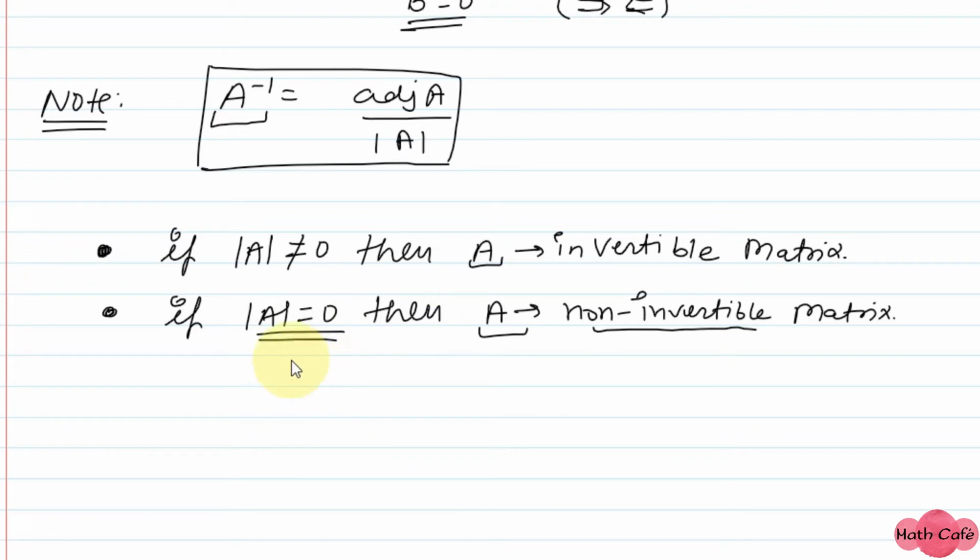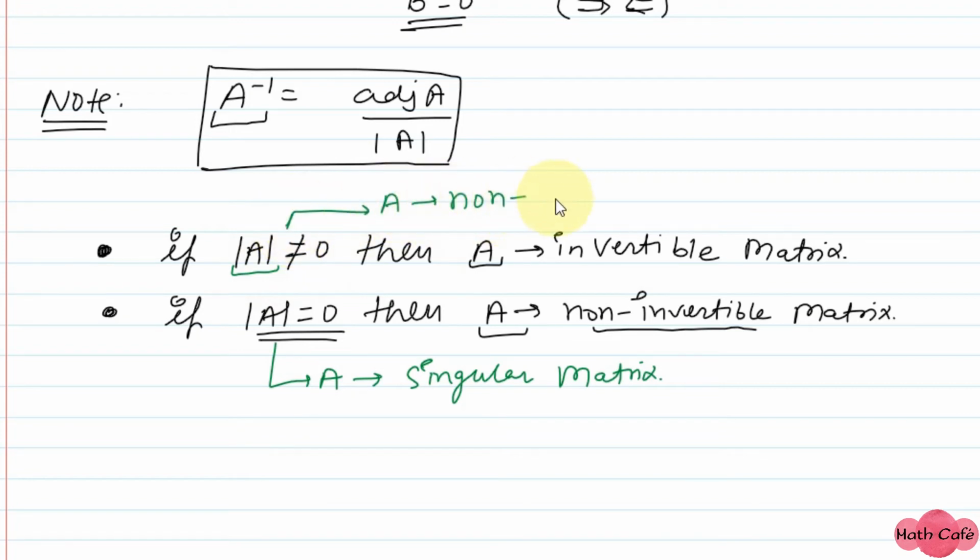Let's see two more points here. For any square matrix, if the determinant value is 0, then A is called a singular matrix. For any square matrix, if the determinant value is not equal to 0, then that matrix A will be called a non-singular matrix. Hope you understand this. Let's have some examples on this property.